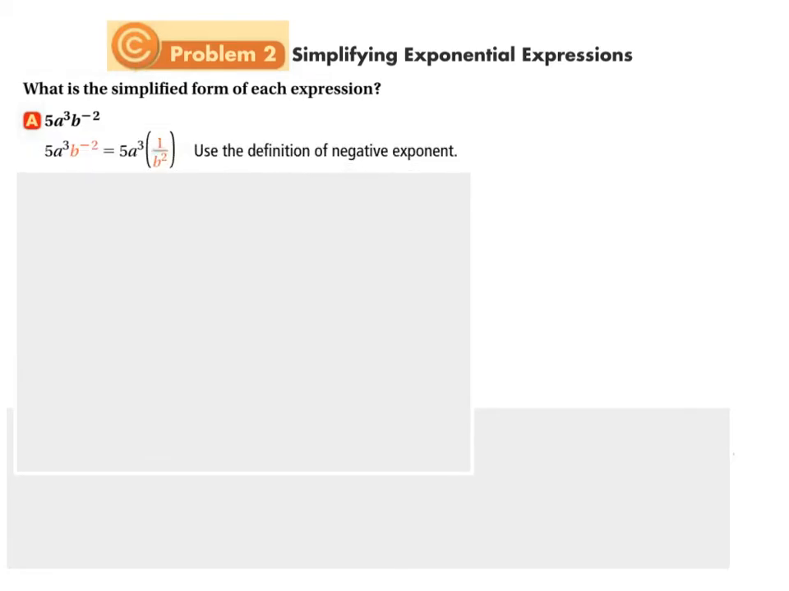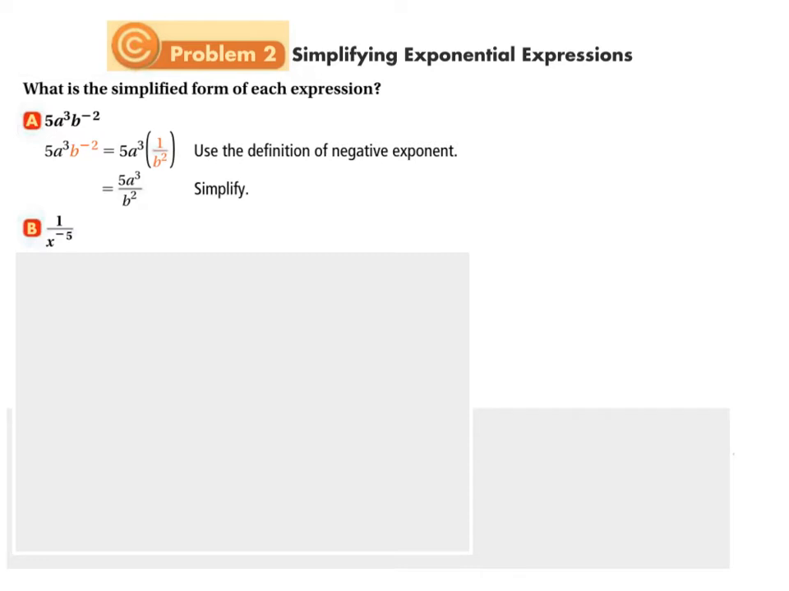So we take the reciprocal of that. B to the negative second is 1 over b to the second. And then we simplify that, multiplying 5a cubed times the 1 on the top and putting the b to the second on the bottom. That's what we get. Just the b part moves to the bottom because that's the only base with the negative exponent on it. Okay? What about b?